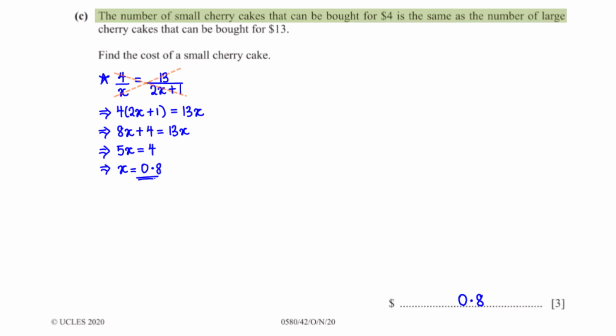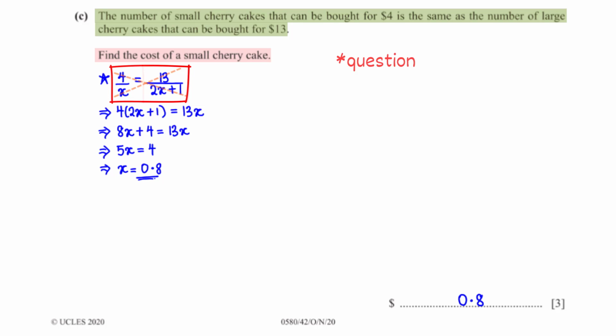The number of small cherry cakes that can be bought for $4 is the same as the number of large cherry cakes that can be bought for $13. Find the cost of a small cherry cake. The number of small cherry cakes that can be bought for $4 is $4 divided by the unit cost of a small cherry cake, which is x dollars. The number of large cherry cakes that can be bought for $13 is $13 divided by the unit cost of a large cherry cake, which is 2x plus $1.